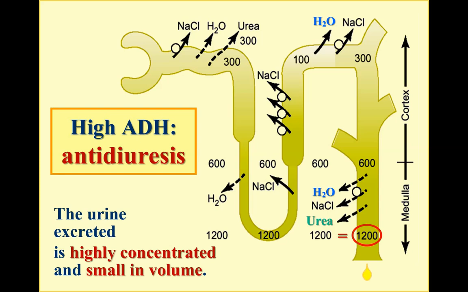A very small volume of highly concentrated urine is released and we conserve as much fluid, as much water in the body as we can, so that it will contribute to diluting the osmotically active substances in body fluids and to a higher volume of the body fluids.